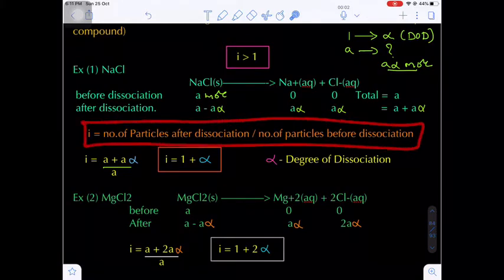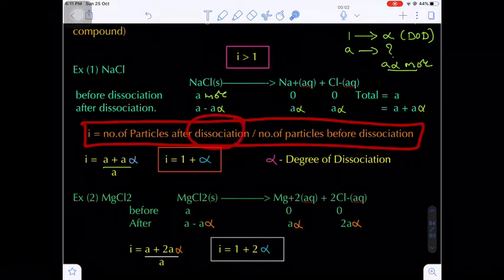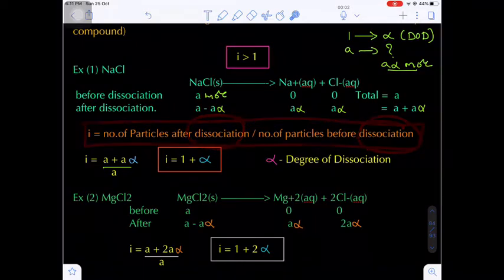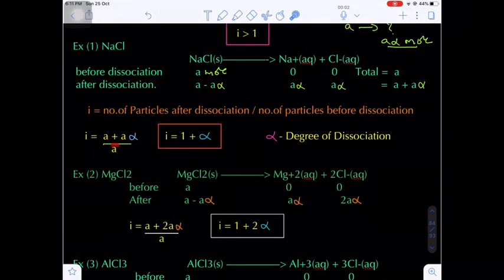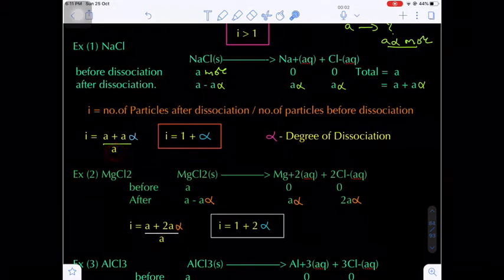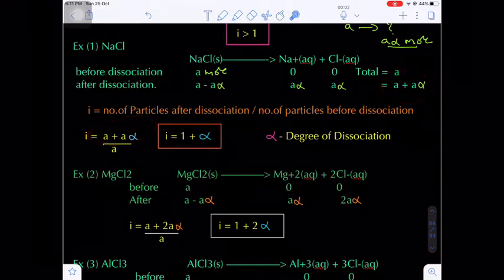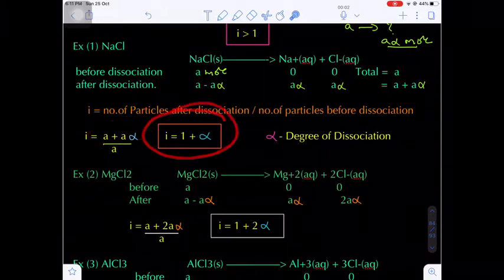What is the definition of i? i is nothing but the total number of particles after dissociation divided by the number before dissociation. Before dissociation there are only a particles; after dissociation there are a plus a alpha particles. Take the common a and cancel it out, and you will get 1 plus alpha. What is the i value? 1 plus alpha.